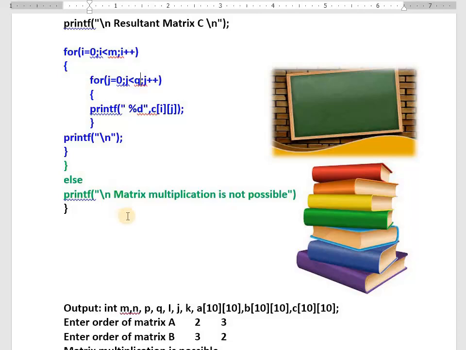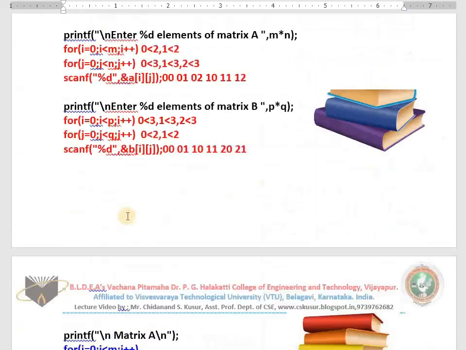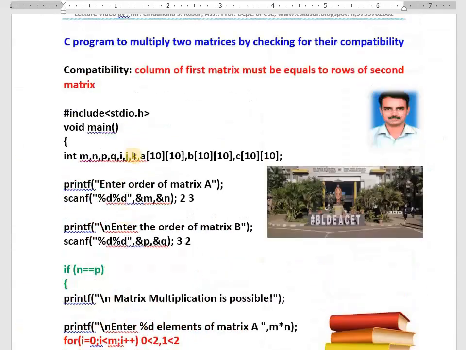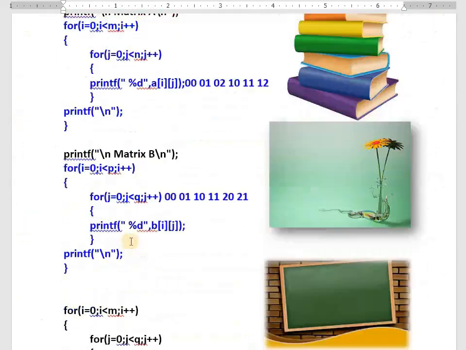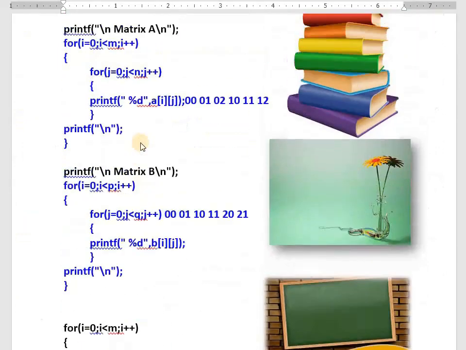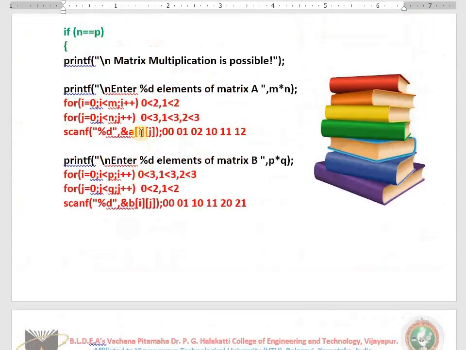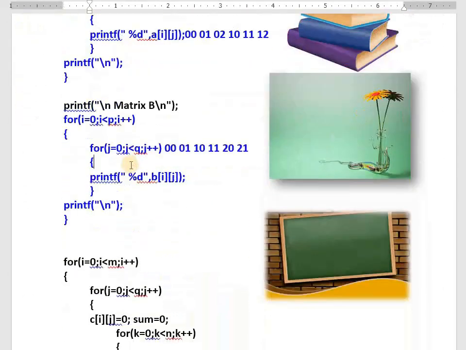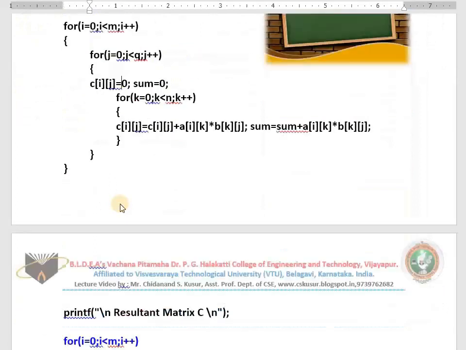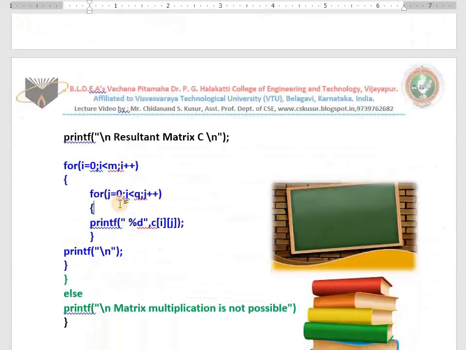This is a very easy program. Nothing is there, a very simple program. We allocate the memory. We read the order of matrix A. We read the order of matrix B. If else has been used. In the true block of if, matrix multiplication is possible. What we do? Read A, read B, print A, print B, calculate C, print C. Remember these statements. Over. False block: matrix multiplication is not possible.